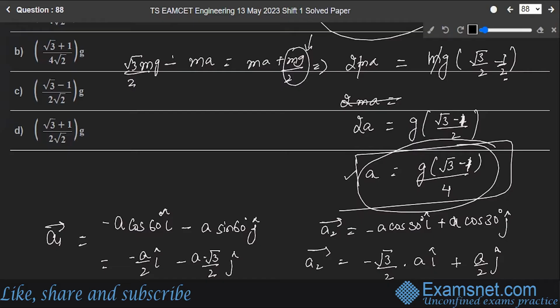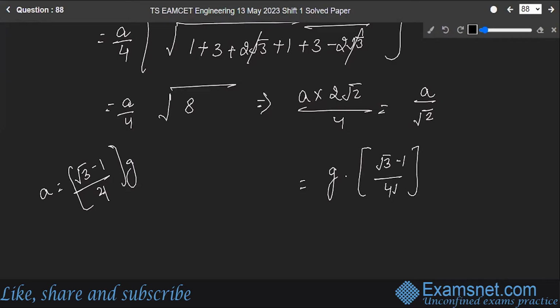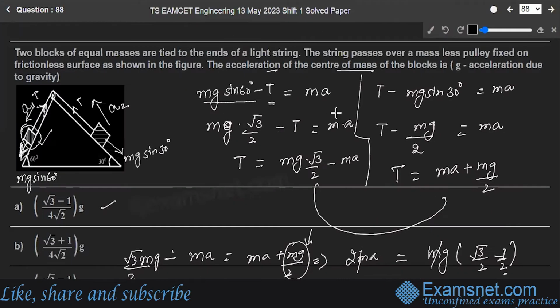So let's fill this value of a over here. This will be equal to g into a, which was root 3 minus 1 upon 4, into g. So this will be equal to g into root 3 minus 1 upon 4 root 2. This is the right answer to the question. Now let's check with the options. The first option, option A, is the correct answer to the question. Hope you got that.